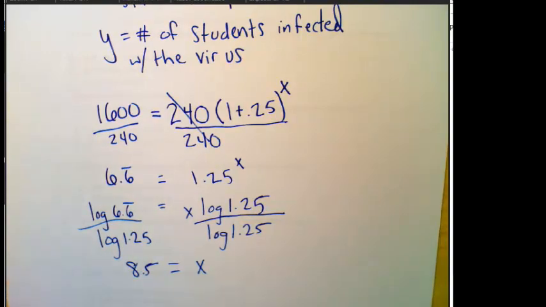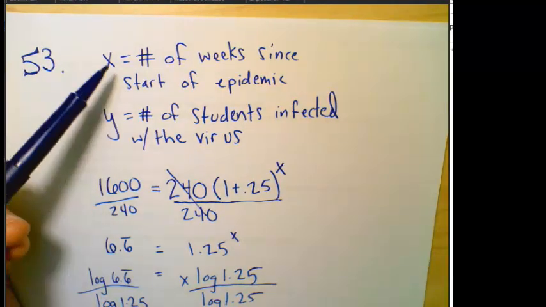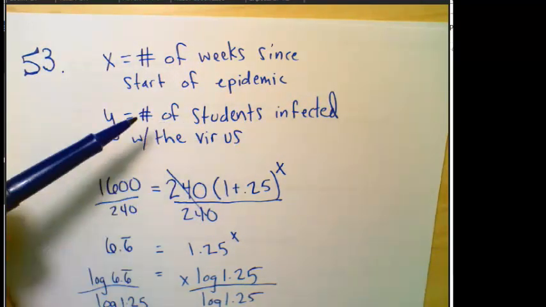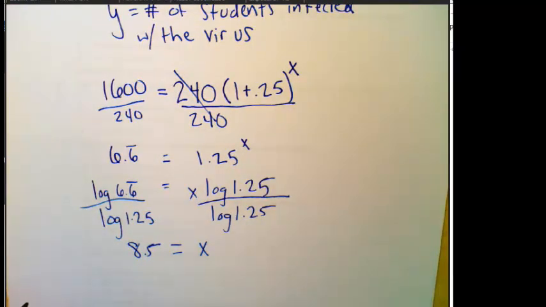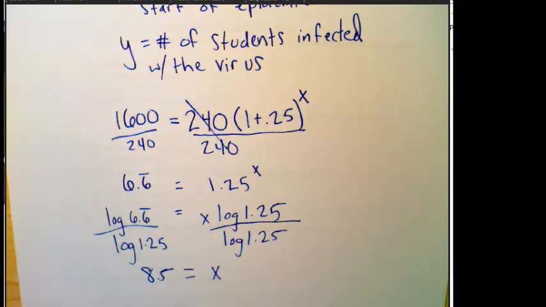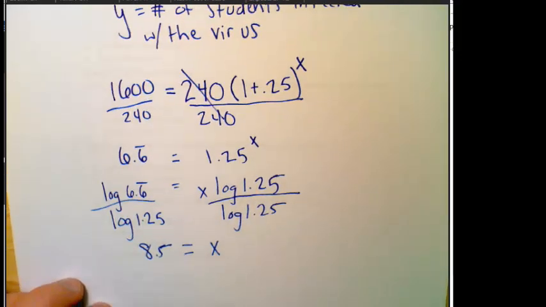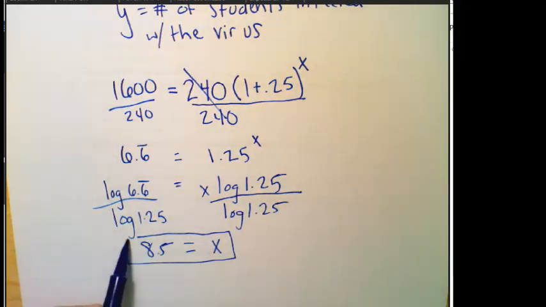Now, in the context of the problem, what does 8.5 represent? Well, we said that x is the number of weeks since the start of the epidemic. So since x is equal to 8.5, that tells us that it's going to take 8.5 weeks for there to be approximately 1,600 students infected with the virus. So therefore, we've answered this question. 8.5 is equal to x. So we know it's going to take 8.5 weeks for the virus to spread to each student here at Senior High School.